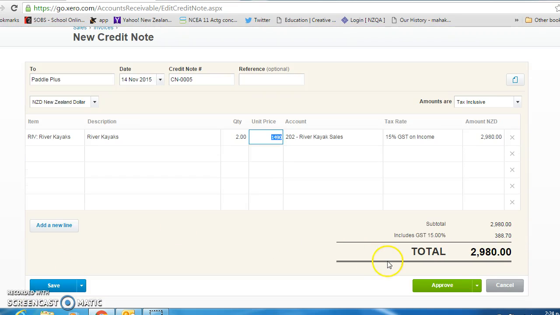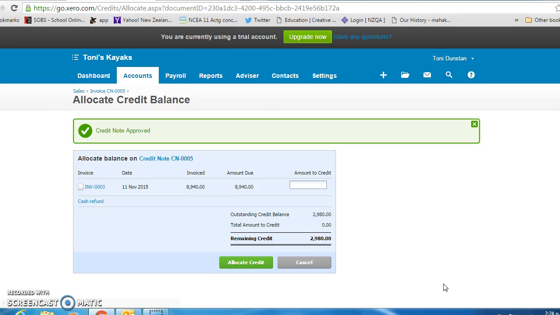We now have to approve this credit note and apply it to the amount that the customer owes us. So we click Approve, and it will take us through to any invoices that the customer has with us. And you can see there is only one. So we are going to issue the amount of credit and put it against the original invoice. So what it is doing is reducing the amount that the customer now owes us.